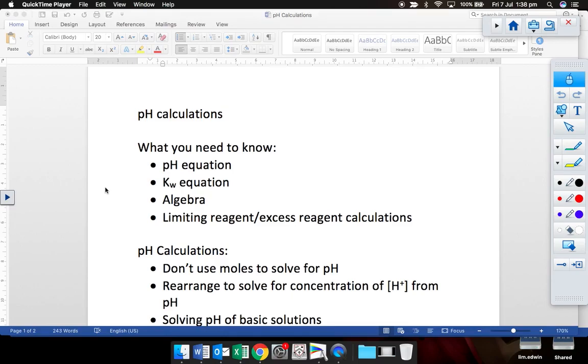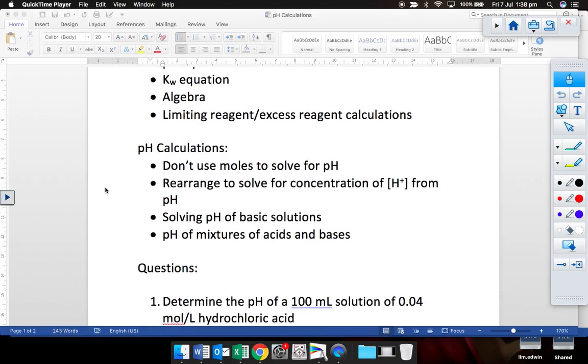You need to be able to do your algebra, and you need to have an idea about limiting reagent and excess reagent calculations, which are things that we've done before and we've continued to do, and we're just going to apply it in a different situation. Okay, so with these pH calculations, a couple of things to remember.